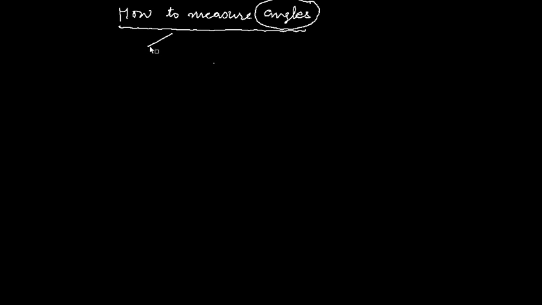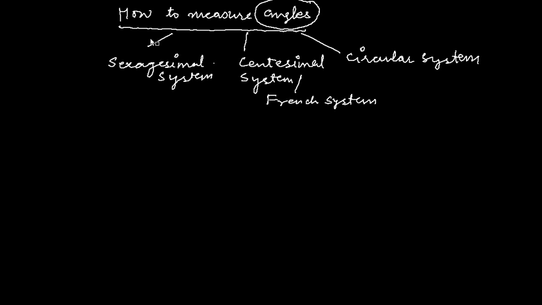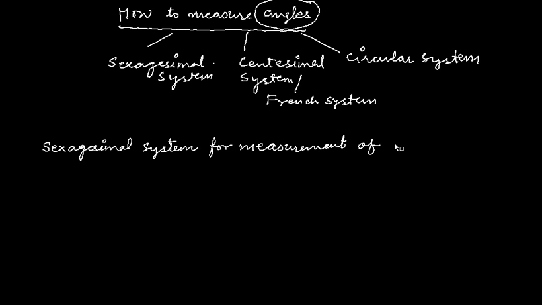The most important are: the first one is the sexagesimal system. The second one is the centesimal system, also known as the French system, and the third one is the circular system of measurement of angles. Right? We'll start with the sexagesimal system for measurement of angles. So what is this sexagesimal system?